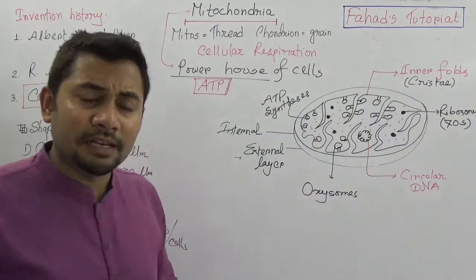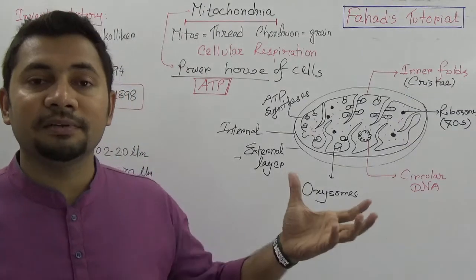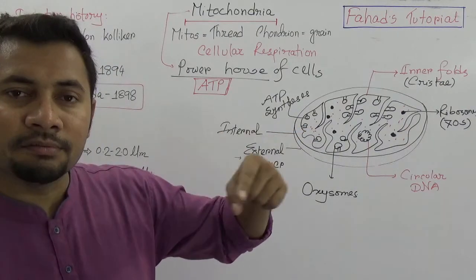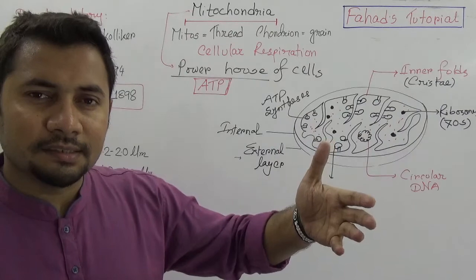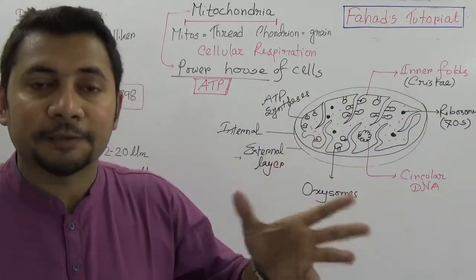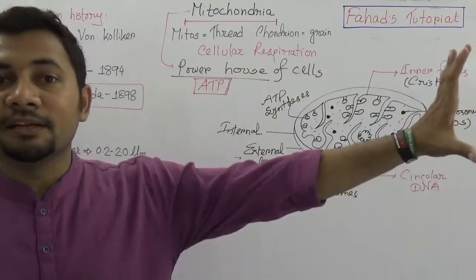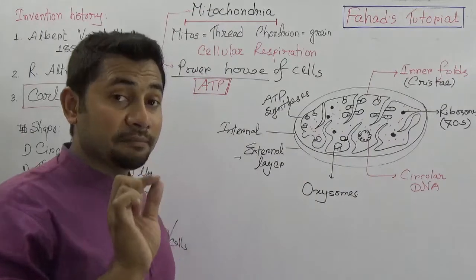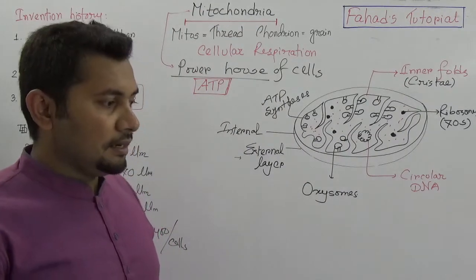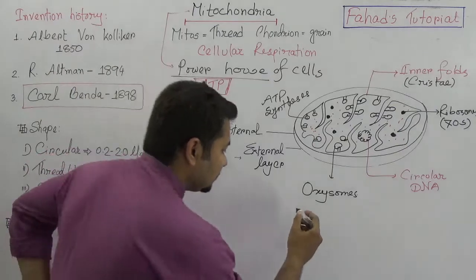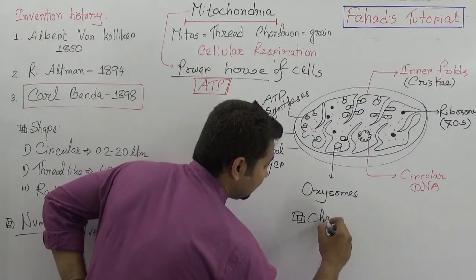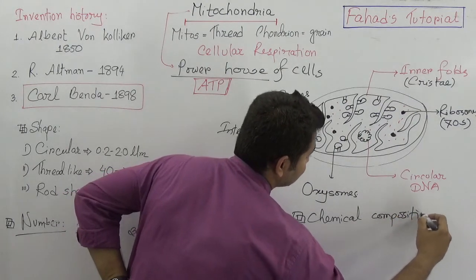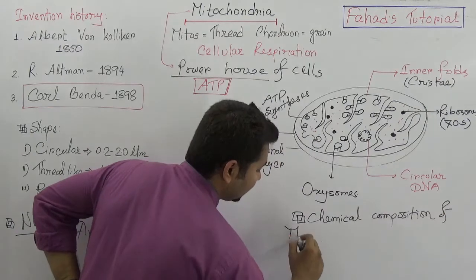This is very important because a series of biochemical reactions will be happening inside this. When we study respiration, glycolysis, the formation of acetyl-CoA, even the Krebs cycle, there are loads of biochemical reactions happening here. So in understanding the mitochondria, what is very important is understanding the chemical composition of mitochondria.